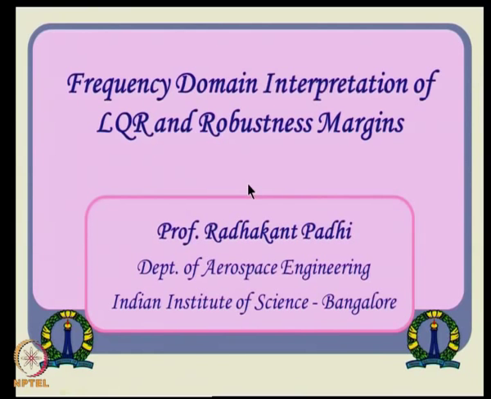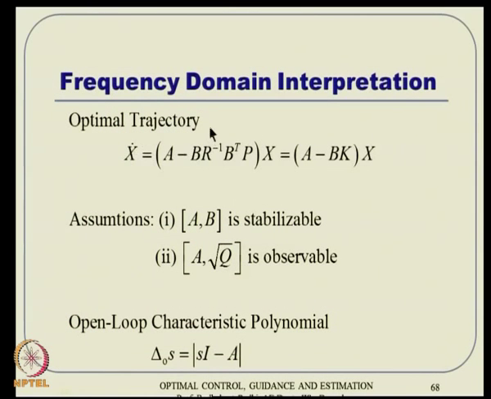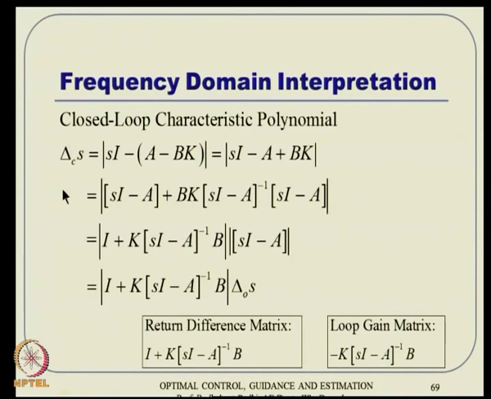Then we also had a little glimpse of the frequency domain interpretation of LQR. We thought the optimal trajectory is dictated by this closed loop system dynamics, and then we assume that A, B is stabilizable, whereas A, square root of Q is observable, and then we define this open loop characteristic polynomial like this. Then we analyze the closed loop characteristic polynomial, and it turns out to be given in this form. This particular thing, I plus k times s I minus A inverse times B, is called the return difference matrix, and this loop gain matrix is something like this.